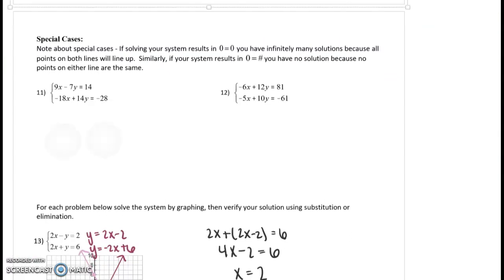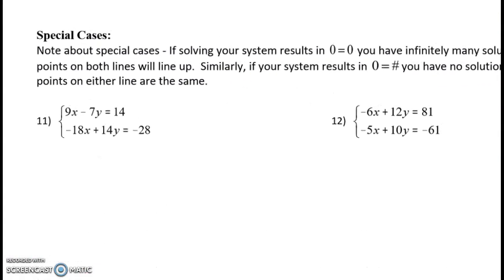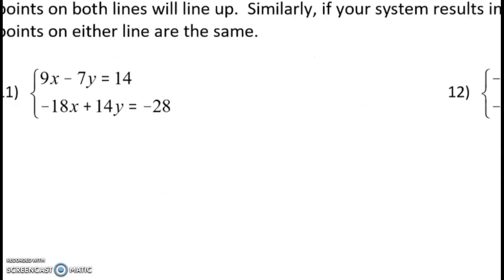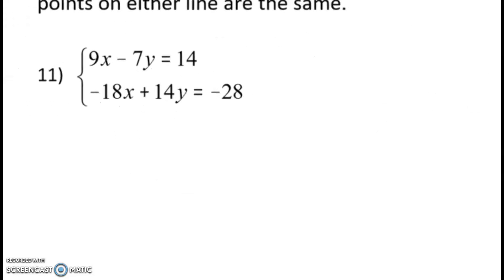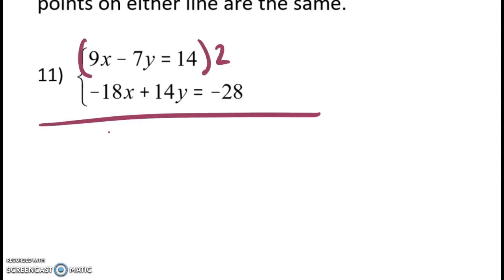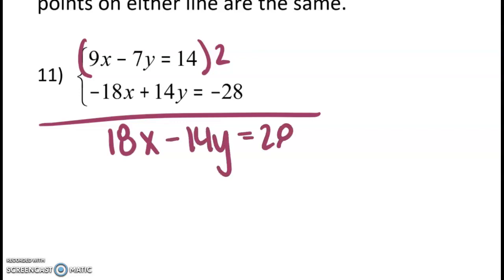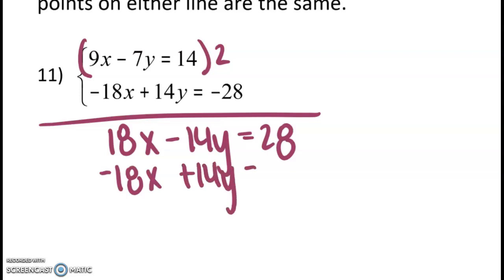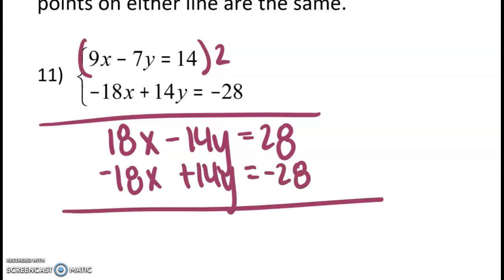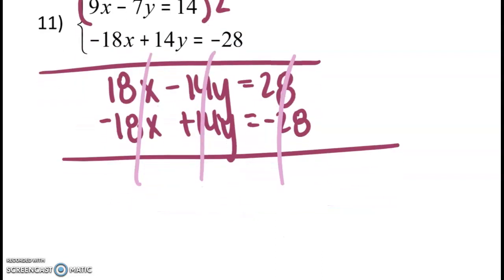Alright, as for special cases, we can go ahead and use any method that we want. I'm going to go ahead and use elimination here. I'm going to choose to eliminate my x's, so I'm going to multiply the top equation by 2. Now doing that, I've got 18x minus 14y is equal to 28. My bottom equation didn't change at all. Now notice what happens here. Whoa, everything cancels out. So this would be an example of infinitely many solutions.